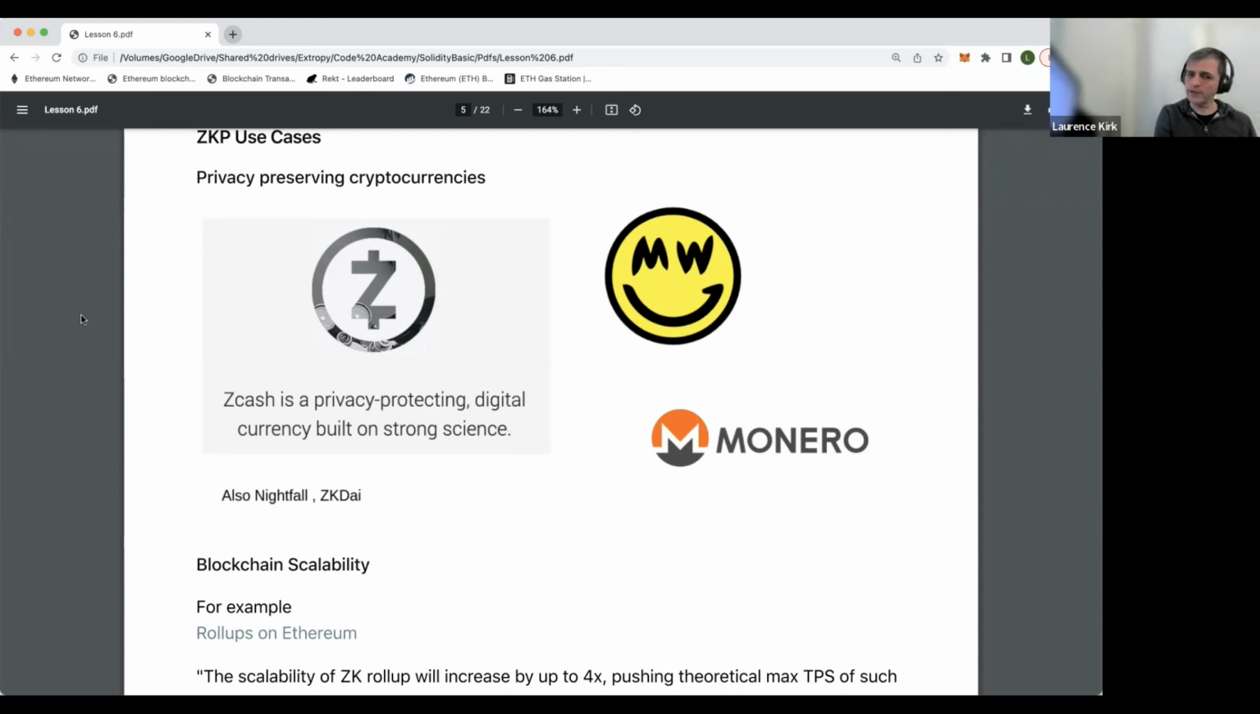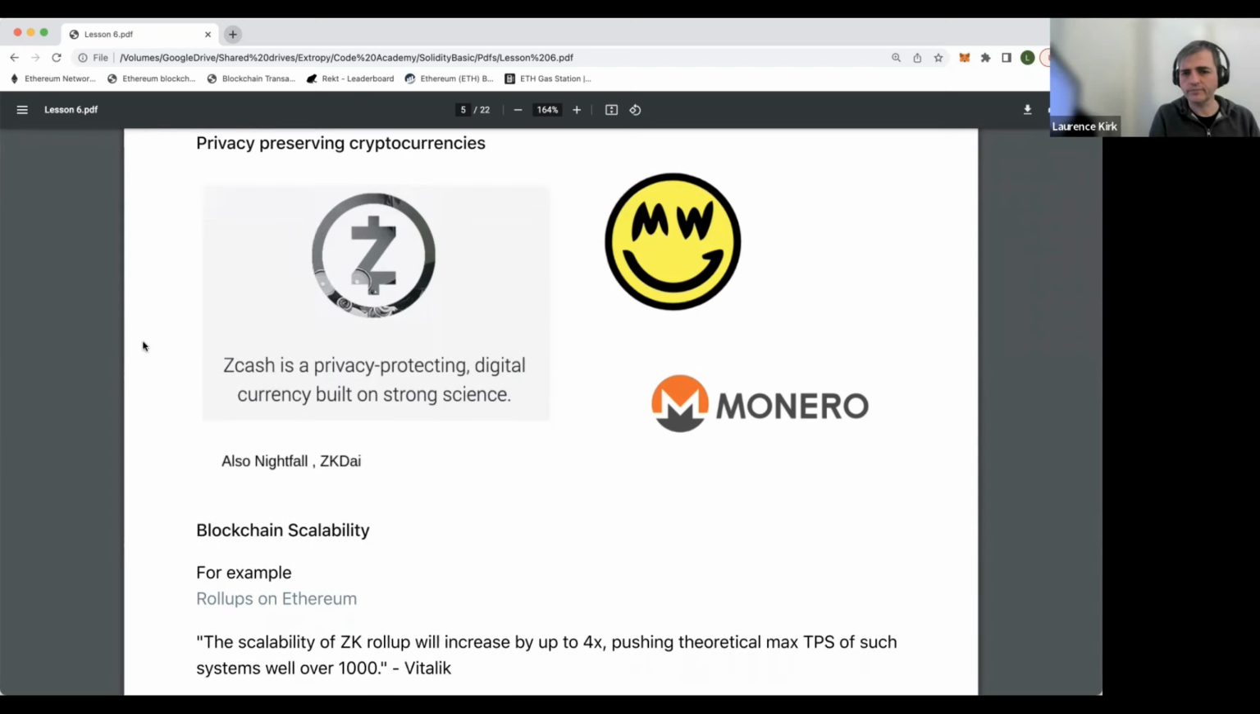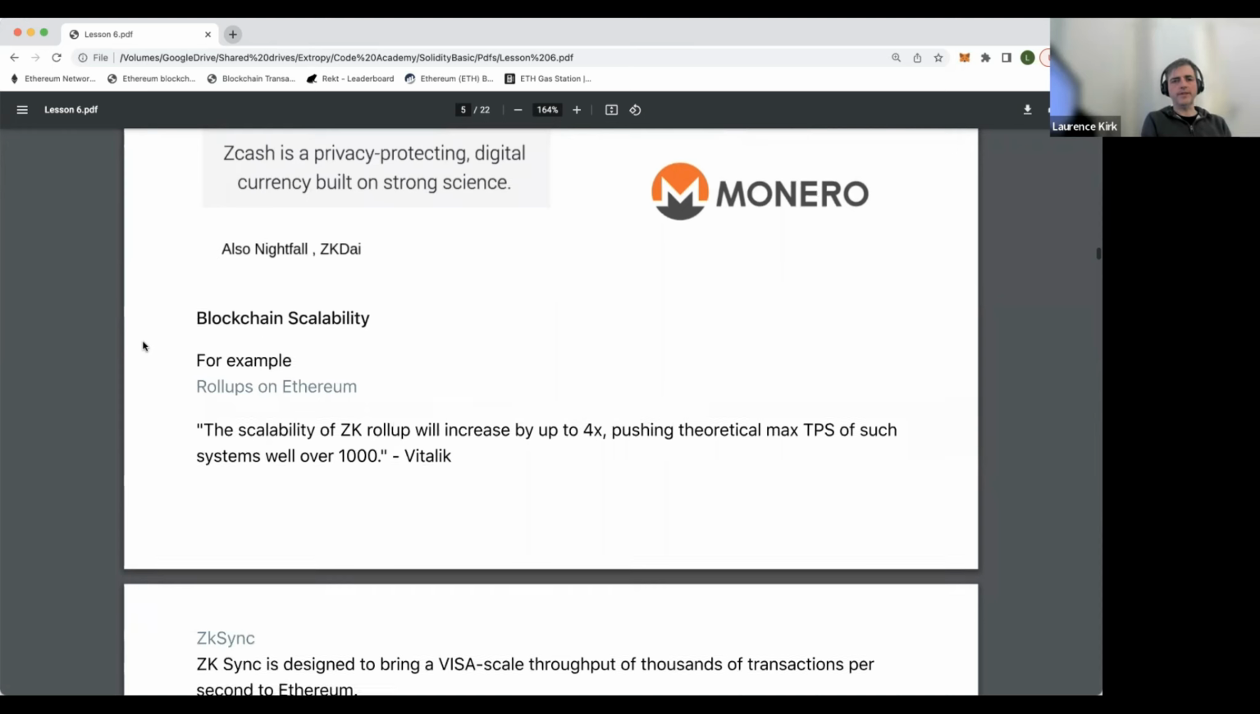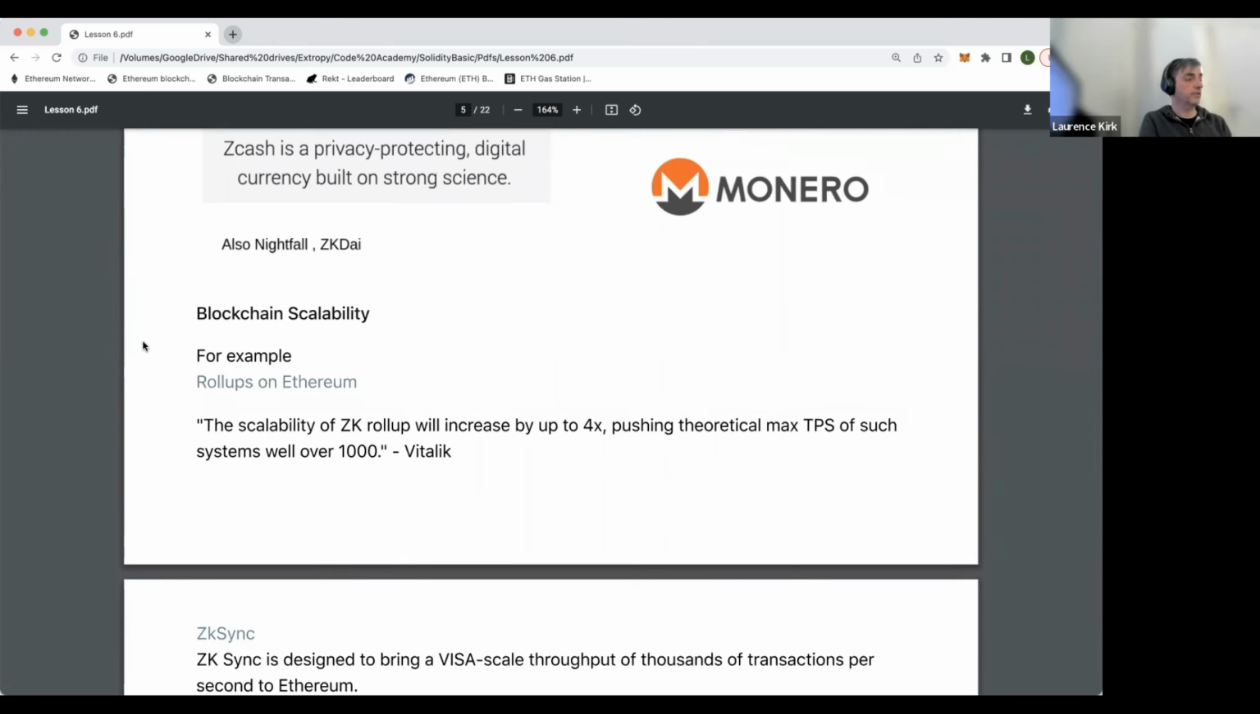And after Zcash, there were a number of other ones. There was the Mimblewimble set of currencies such as Grin, and there's also Monero. Monero started off doing things a little differently, and then they moved over to use zero knowledge proofs. And there are other ones as well. But that's one of the initial use cases of zero knowledge proofs with blockchain. And then more recently, they have been used to address scalability, and they have made a great deal of difference.